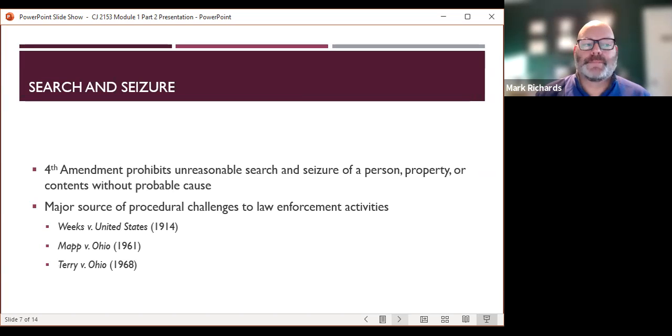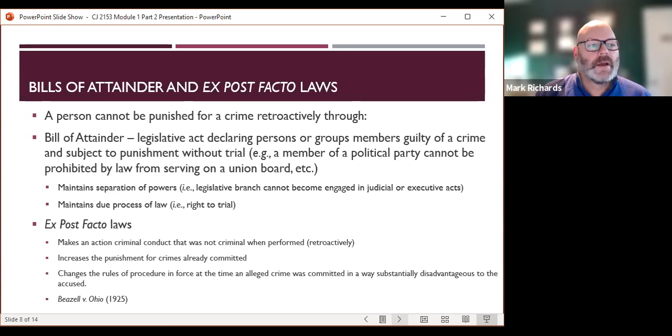The 4th Amendment prohibits unreasonable search and seizure of a person, property, or contents without probable cause. The major source of procedure challenges to law enforcement activities come from search and seizure laws or search and seizure violations. Cases like Weeks versus the United States in 1914, Mapp versus Ohio in 1961, and Terry versus Ohio formed the legal precedents revolving around unreasonable search and seizure.